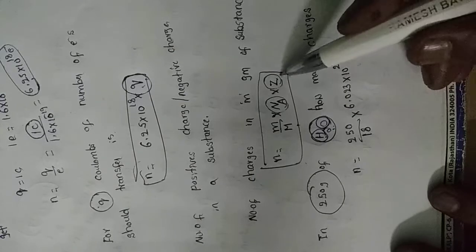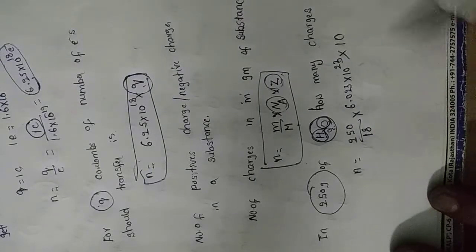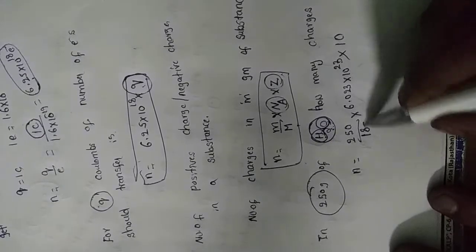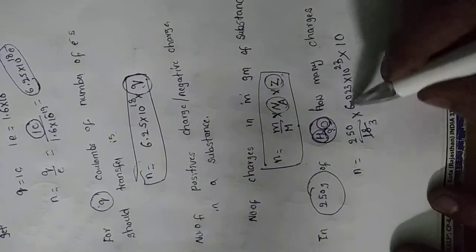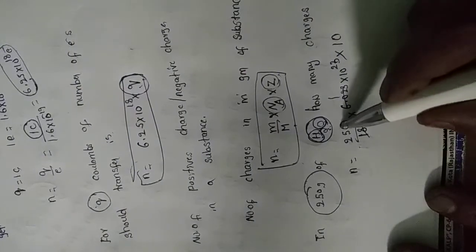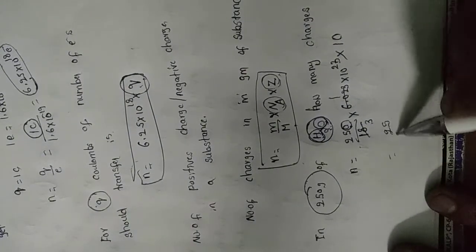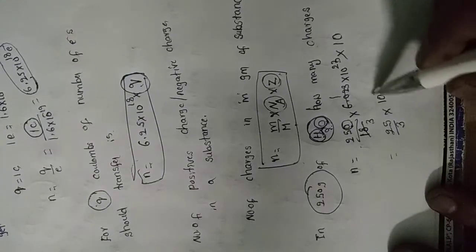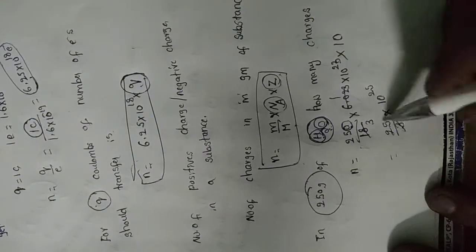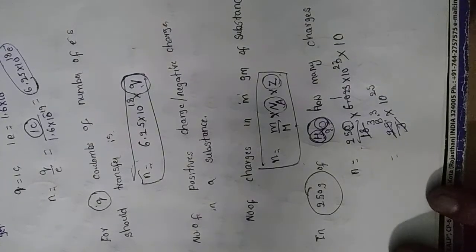What is the charge of this one? How many charges are there? 2 hydrogen atoms plus 8. 2 plus 8, 10. So if you take approximately 3 sixes are 18, 6 ones are 6. Here how many zeros are there? 2 zeros. So what you can get? 25 by 3 into 10 raised to 25. 3 ones are 3, 8 threes are 0.3. So the number of charges is 8.3 into 10 raised to 25.